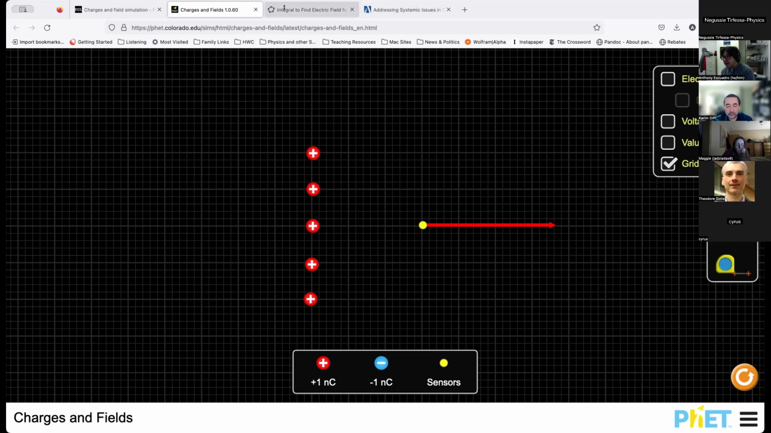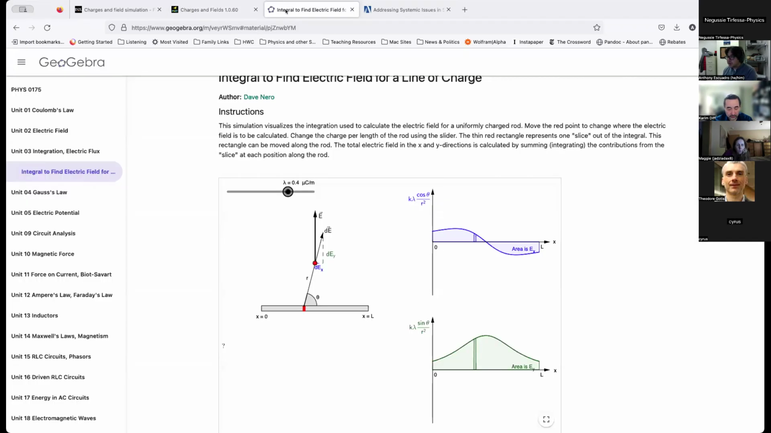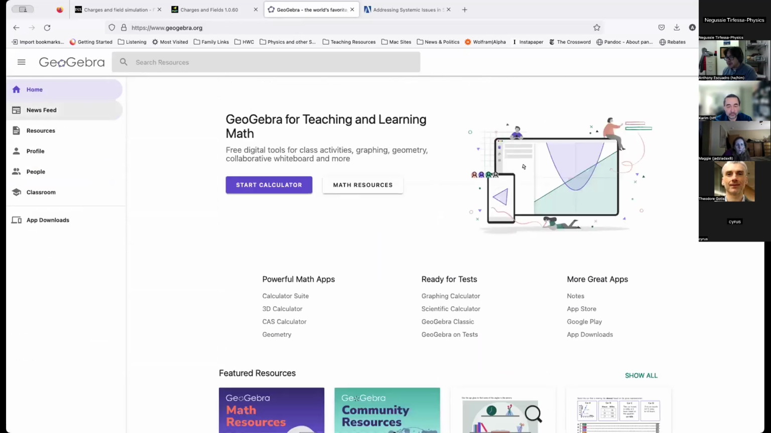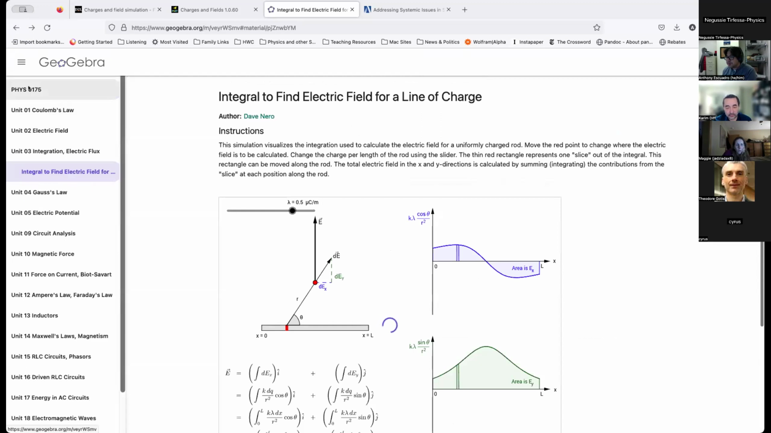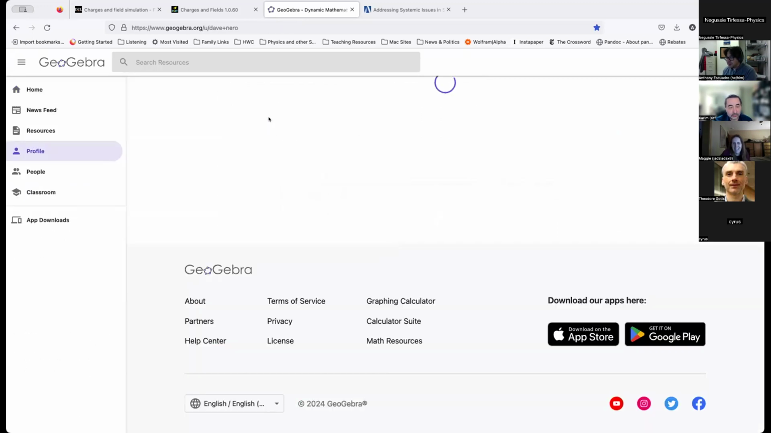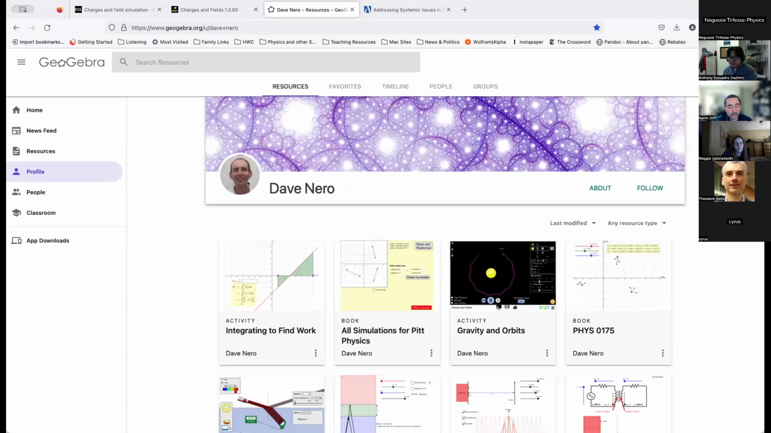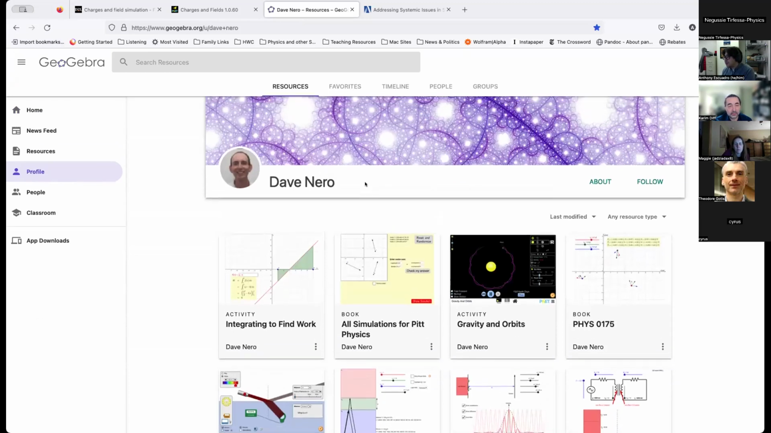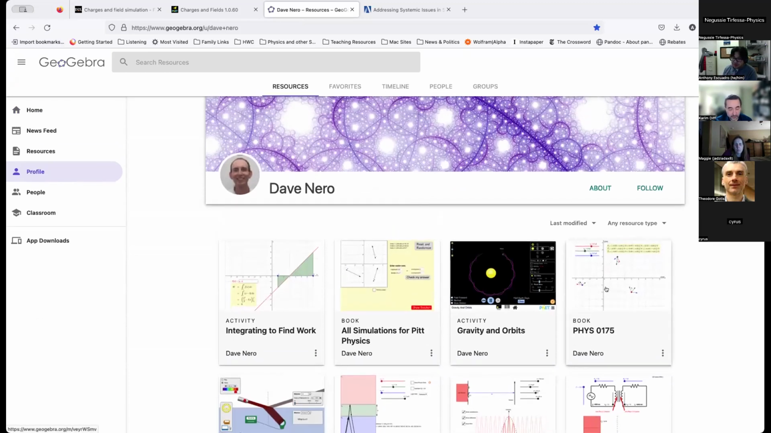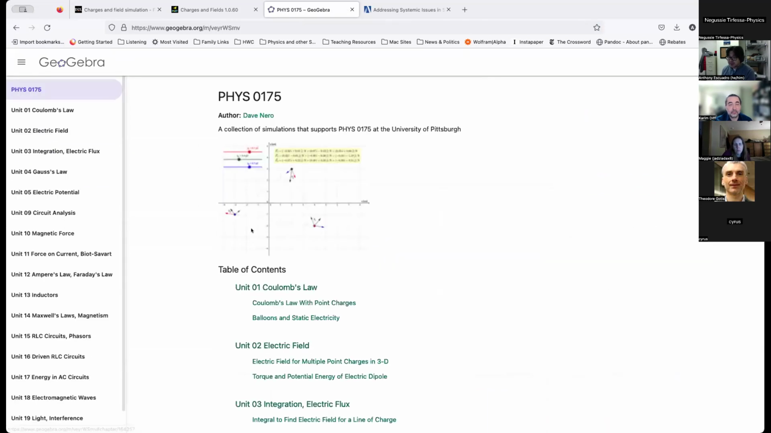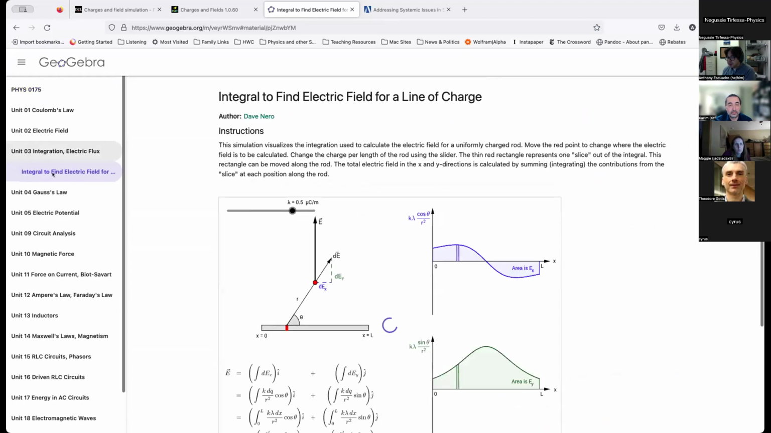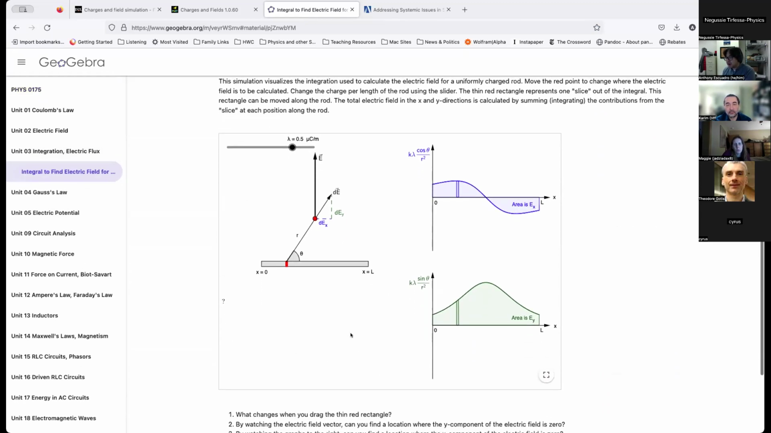The one thing I did discover last fall was this series of simulations on GeoGebra. I think it's by Dave Nero, maybe at Pitt. He's put together a bunch of these simulations. I hadn't seen it until last fall, but he had this one about integrating for a line of charge, which I thought was pretty cool.